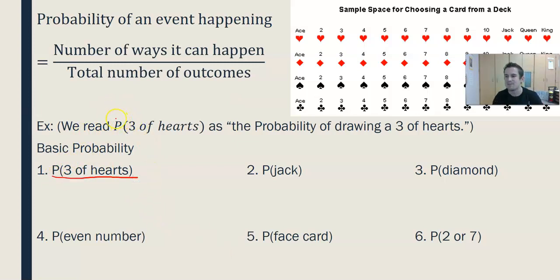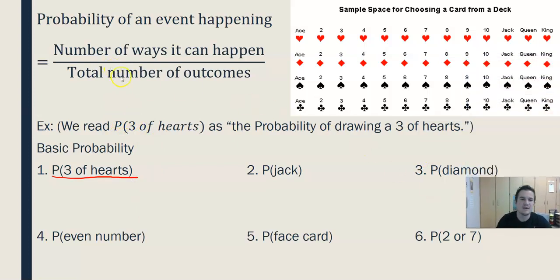So when I see something in this kind of notation, P parentheses 3 of hearts, I read that as the probability of drawing a 3 of hearts. That's what the P means, is a probability. So what is the probability of drawing a 3 of hearts?